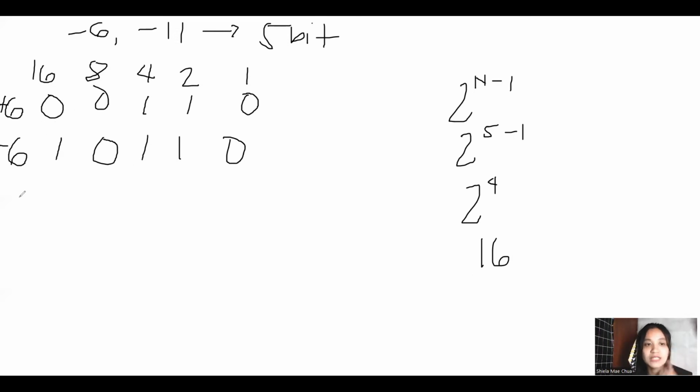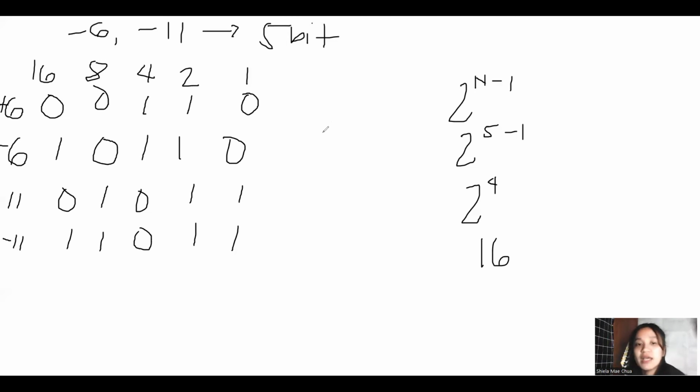Now, let's work with positive 11. So 11 is equal to 8 plus 2 plus 1. And for us to get negative 11, we just need to copy the magnitude and then change the sign bit 0 to 1.